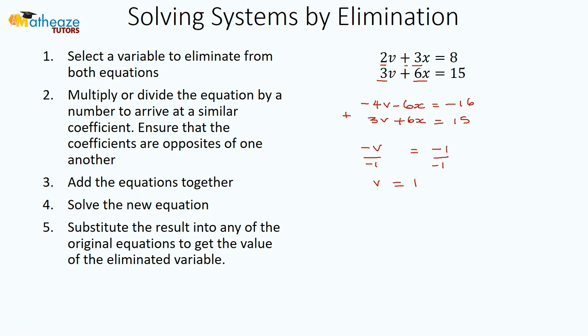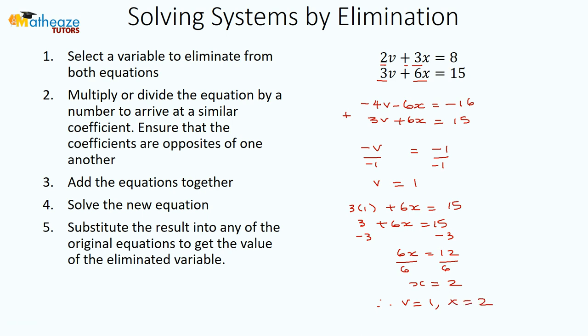Now we're going to substitute v equal to 1 into any of the equations we prefer. So I'll try the second one. So 3v is 3 times 1 plus 6x equal to 15. So 3 plus 6x is 15. And we're going to subtract 3 here, subtract 3 here. So 6x equal to 12. We divide by 6, divide by 6, x equal to 2. So therefore, v equal to 1, x equal to 2. So that is the solution for this system.